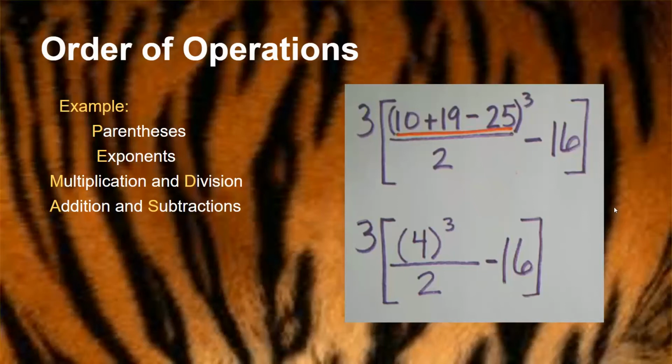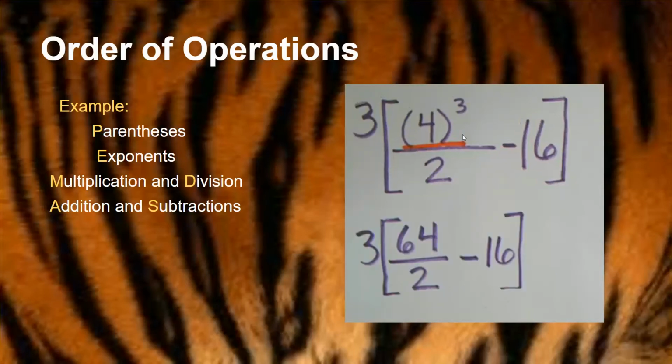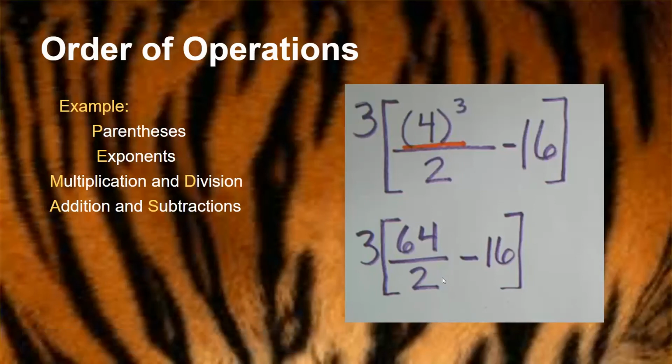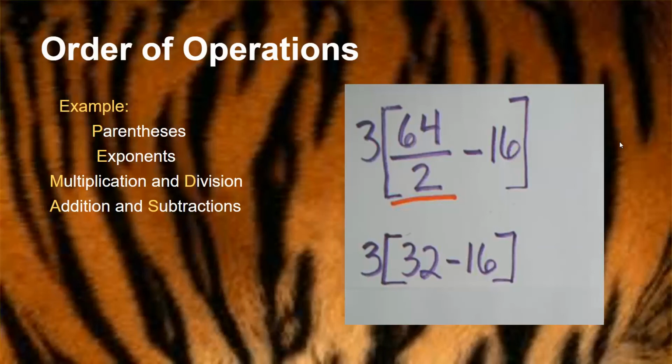Next, we have to do exponents on the inside. So 4 to the power of 3. Well, 4 to the power of 3 means 4 times 4 times 4. 4 times 4 is 16. 16 times 4 is 64. Then we still have this divide by 2. So if we look right here, that's a fraction. We need to go ahead and simplify that. 64 divided by 2, that is 32.